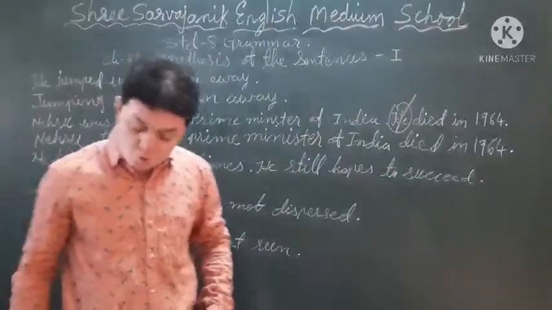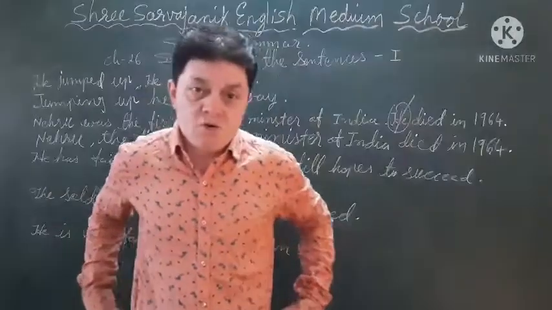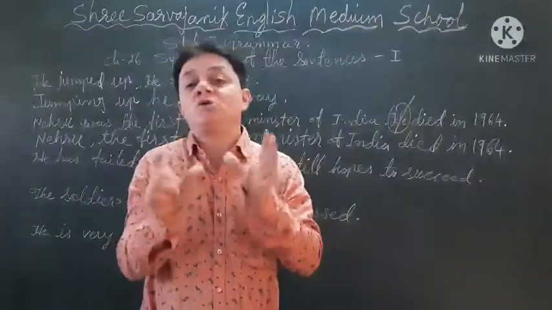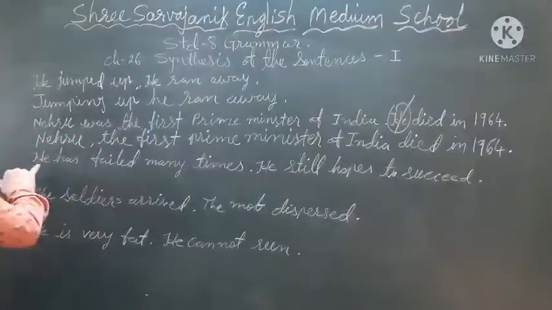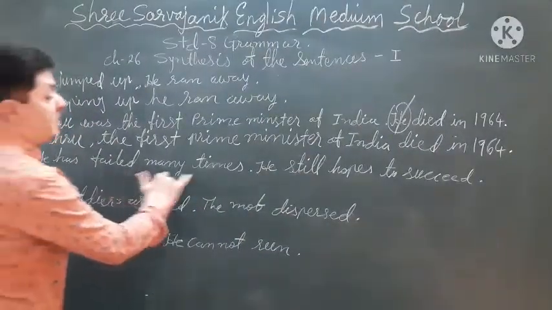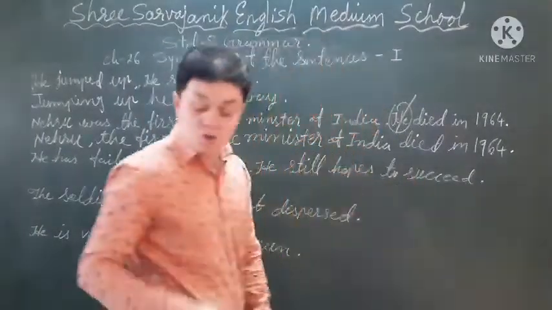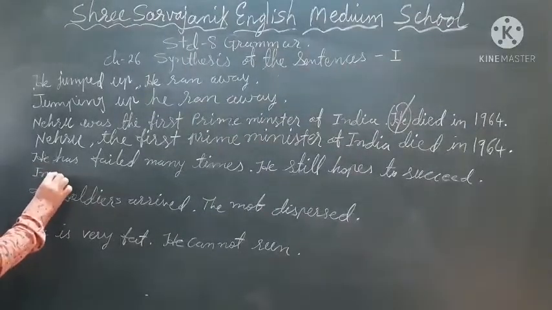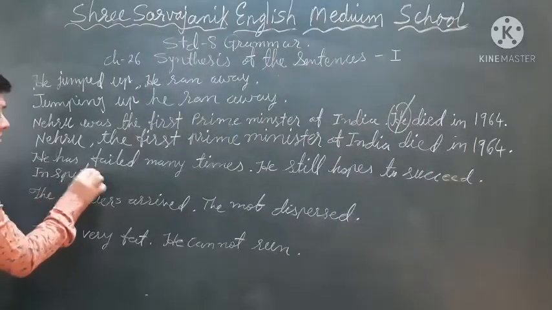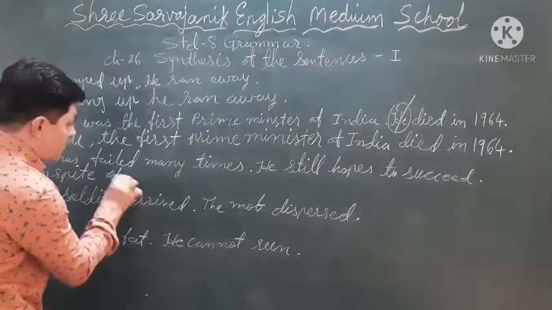Now another way is by using the preposition. Okay, how would you do it? By using a preposition with a noun or gerund. Okay, this way also you can join two sentences. So here two sentences are given. He has failed many times. He still hopes to succeed. So you can use in spite of.